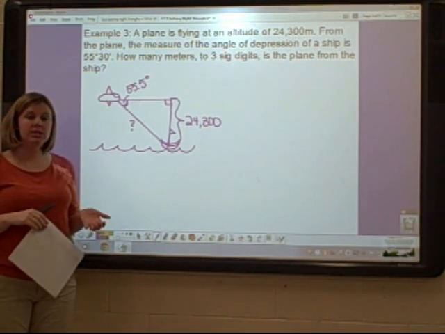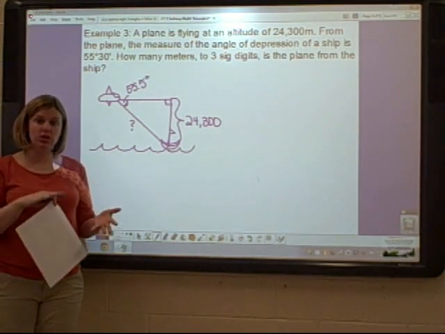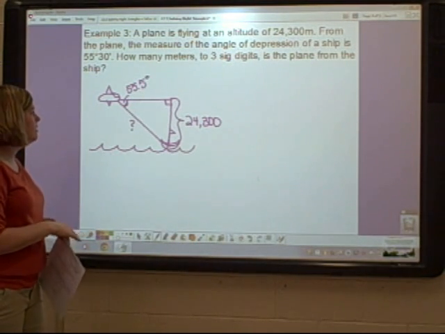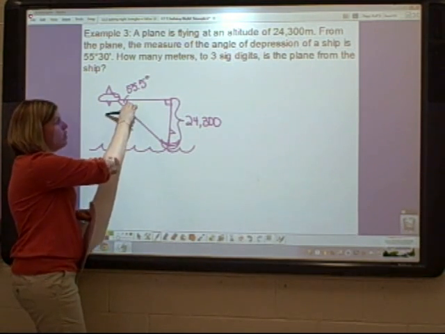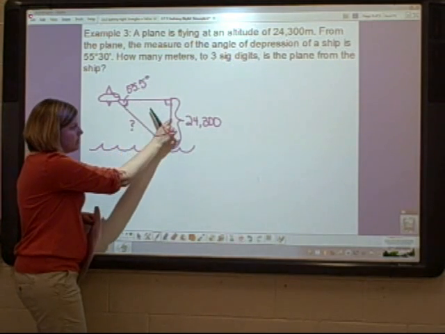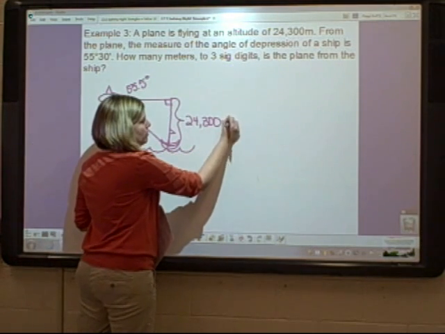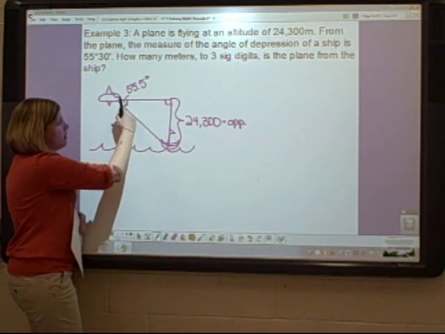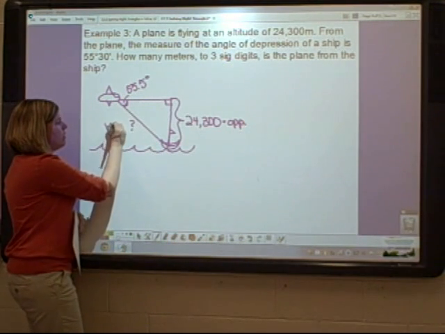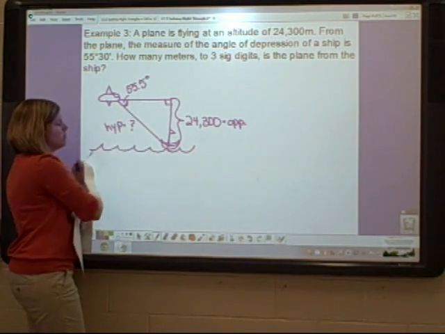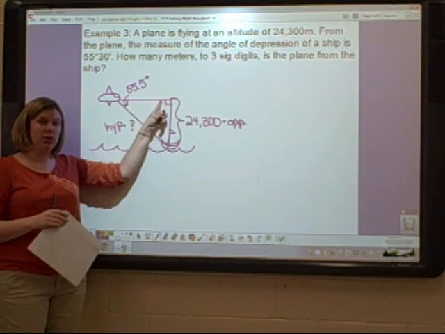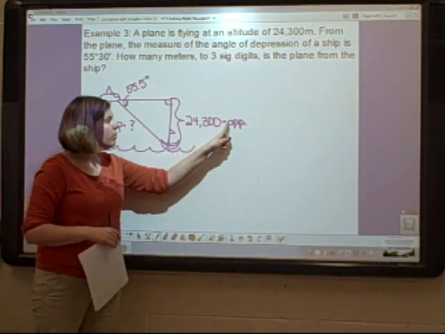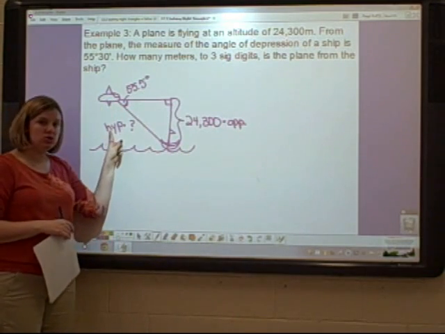So once again, we have to decide if we're going to use sine, cosine, or tangent in order to solve this. Well, if I go to my angle that I know and go opposite, that's my 24,300. So that's the opposite side. The unknown is the hypotenuse. And we don't really need to know anything about the adjacent side, so we're going to leave that out. So if we're working with O and H, we're going to have to use sine.